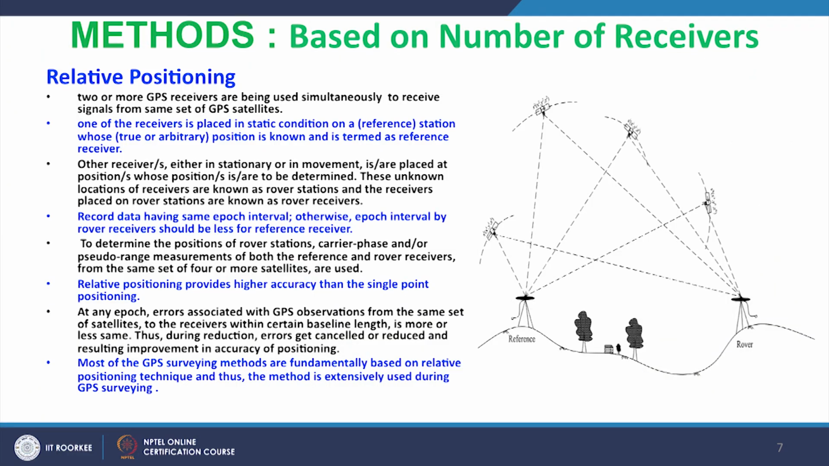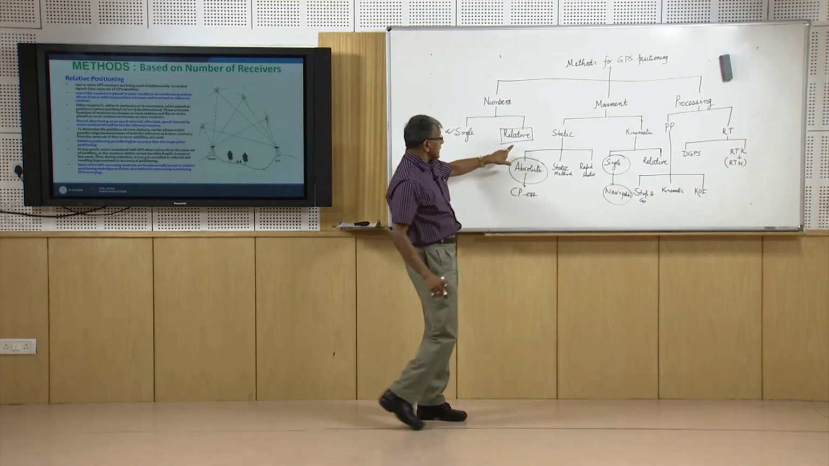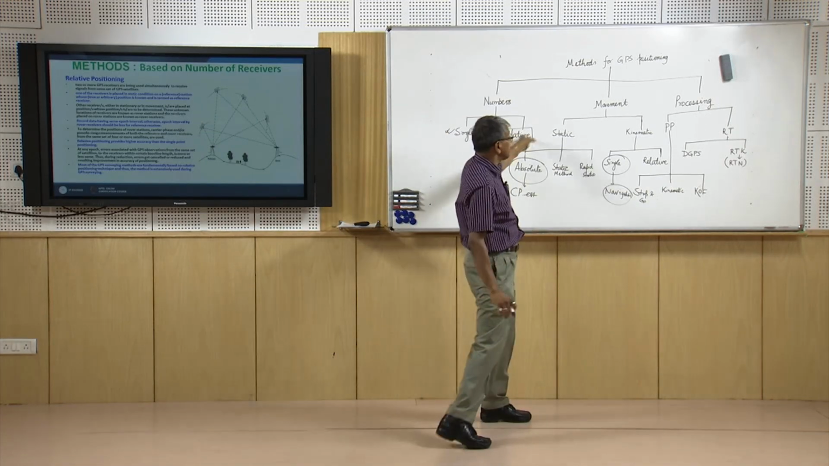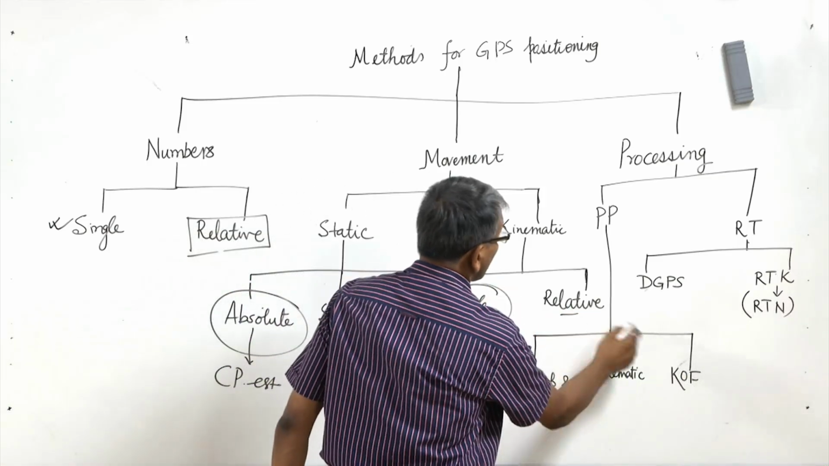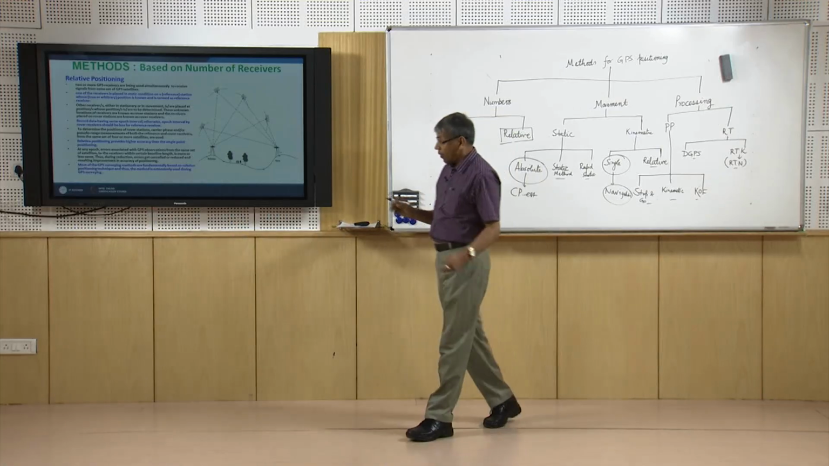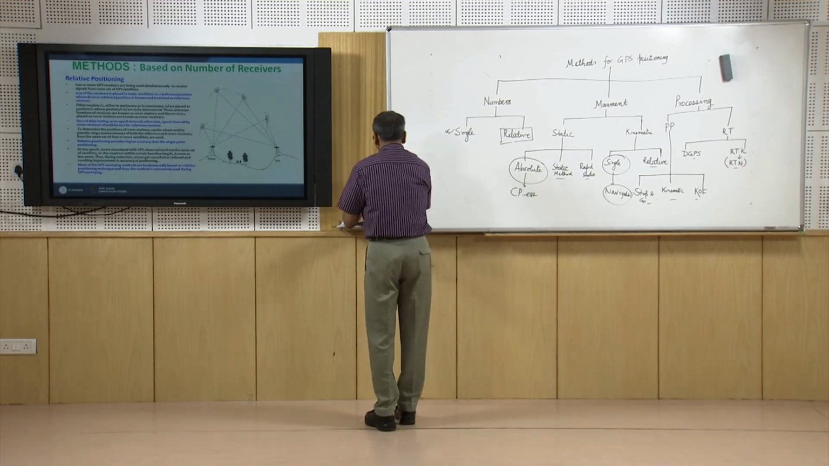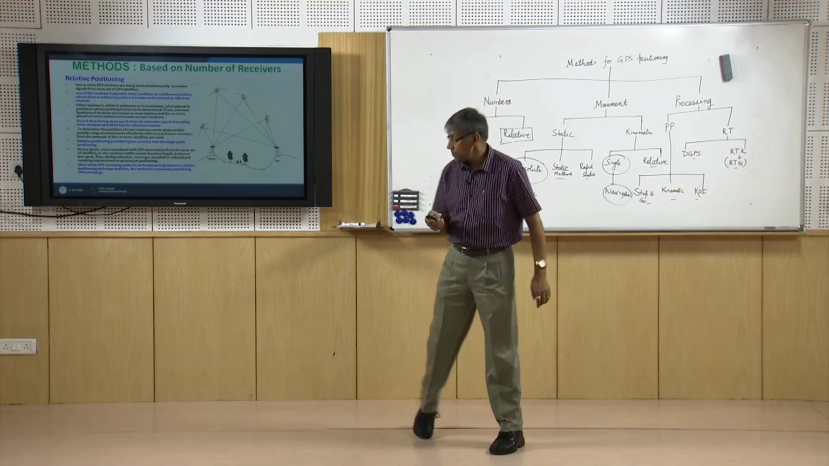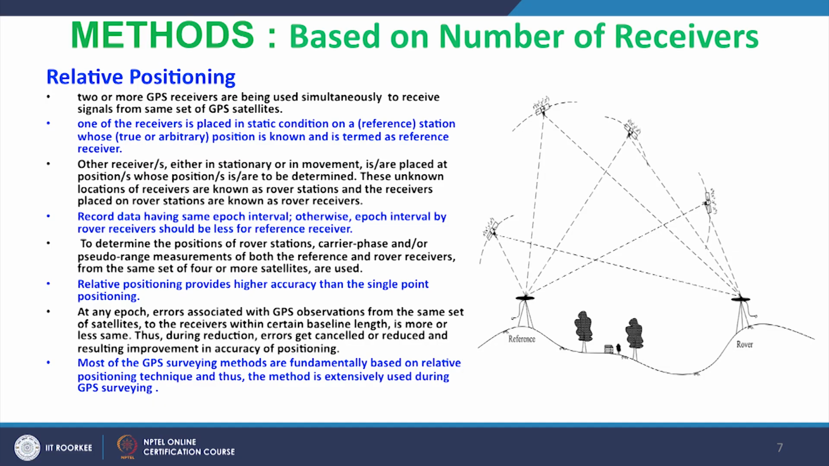Next, relative positioning. In fact, this relative positioning is widely prevalent among all these methods. Now, what is relative positioning? In relative positioning, there will be at least two receivers, of which one will be on a reference station, meaning a station point whose location is known.